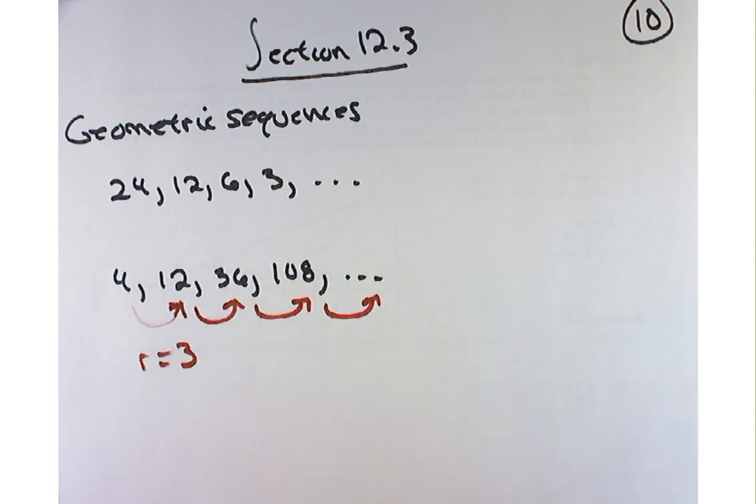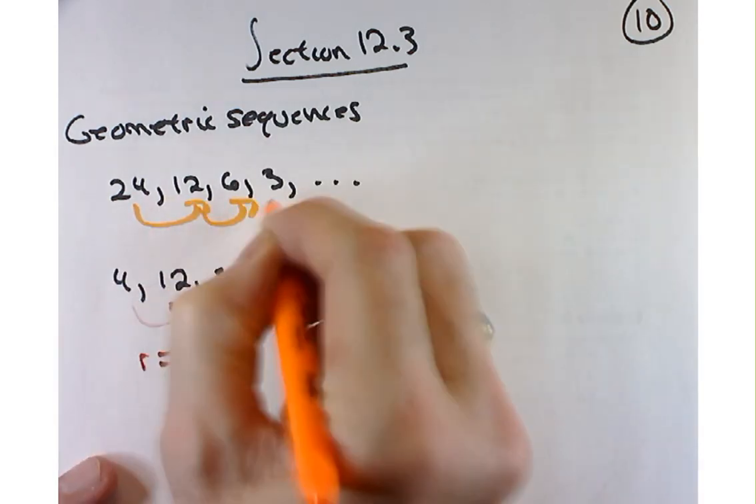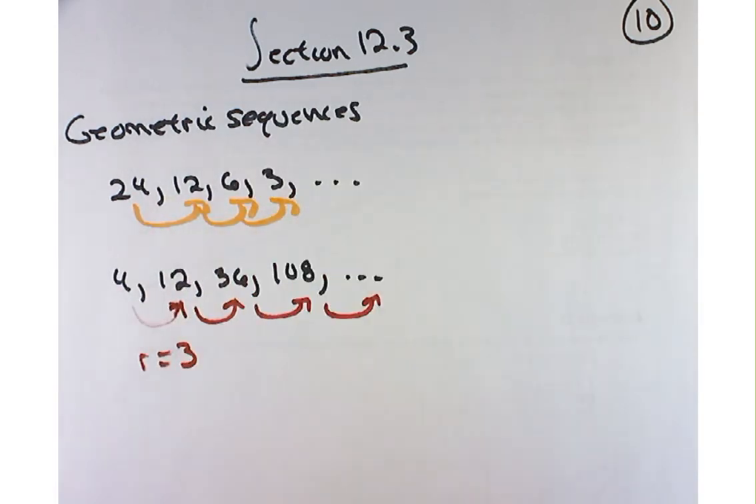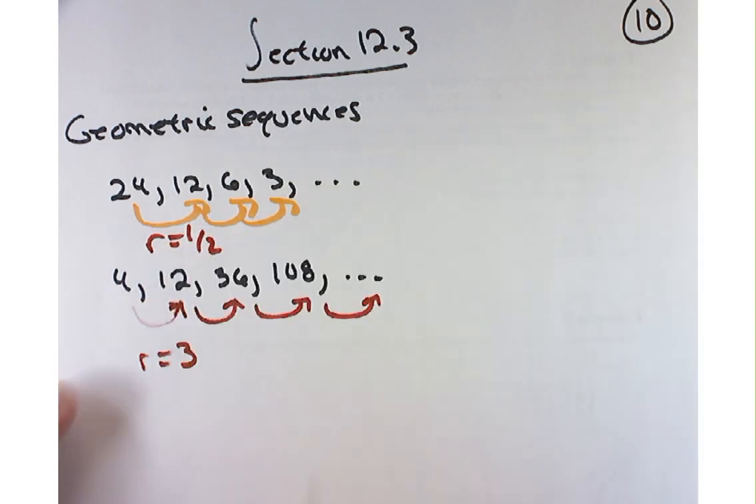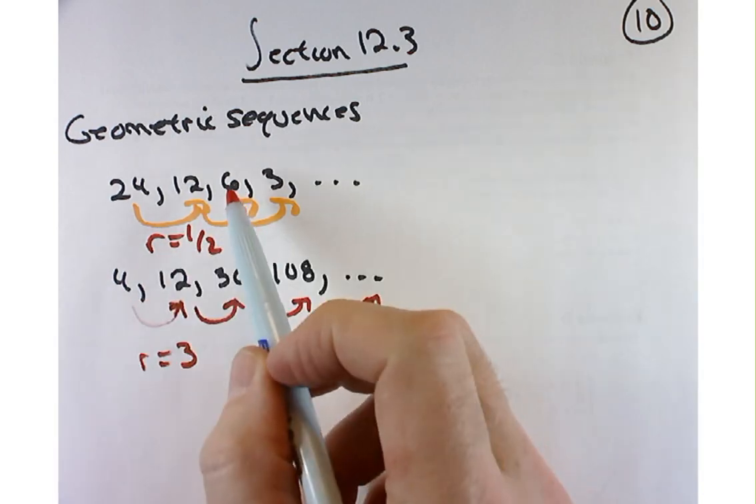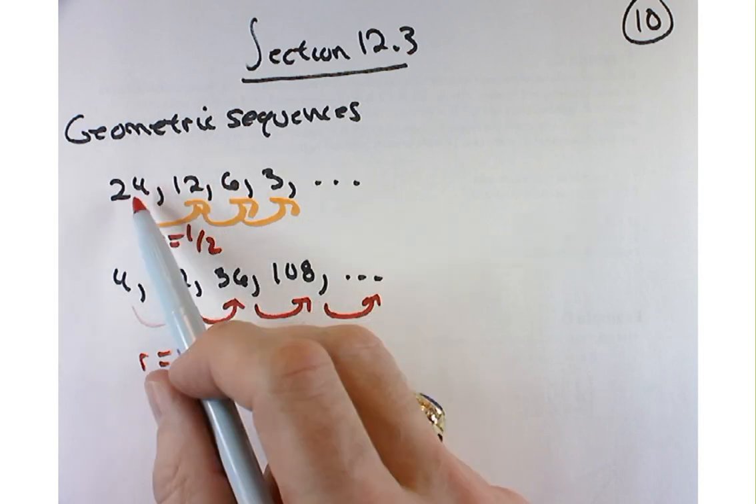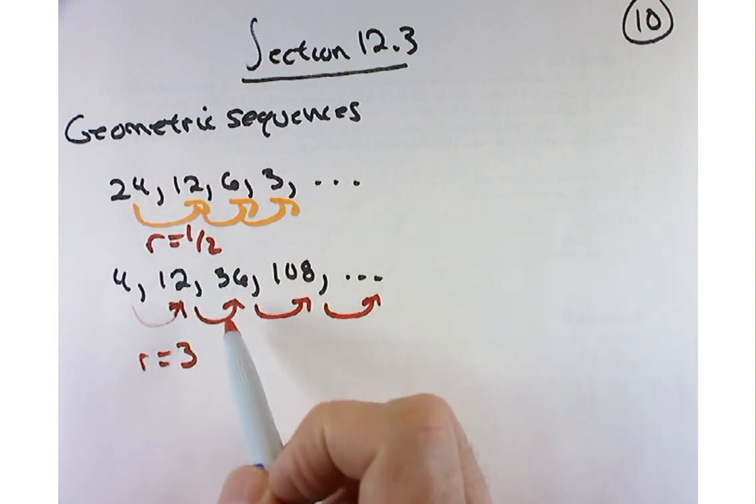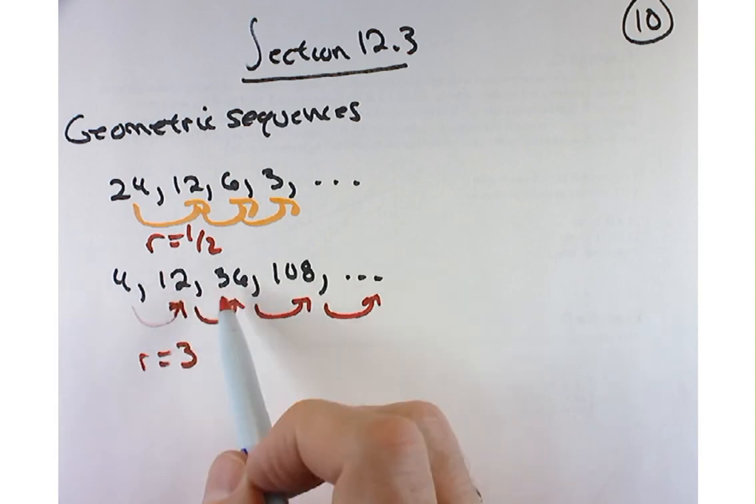How about up above? Divide by 2. You could also say multiply by what number? Multiply by a half. So in each of these cases, if you take this number and divide it by this number, 6 divided by 12, 12 divided by 24, you get a half. Or 36 divided by 12, or 12 divided by 4, 108 divided by 36.